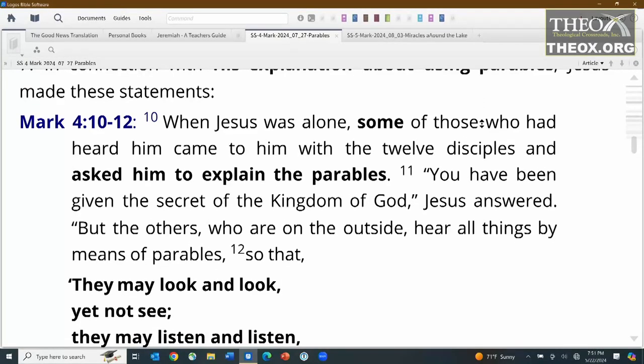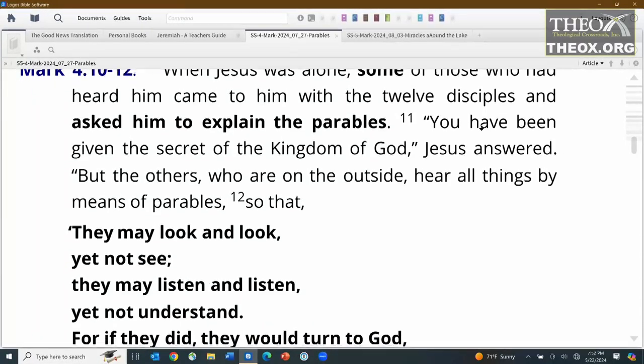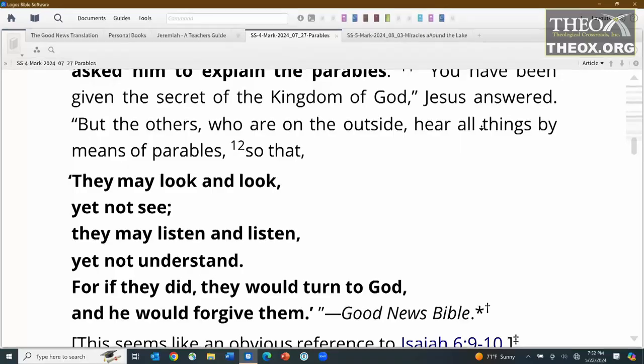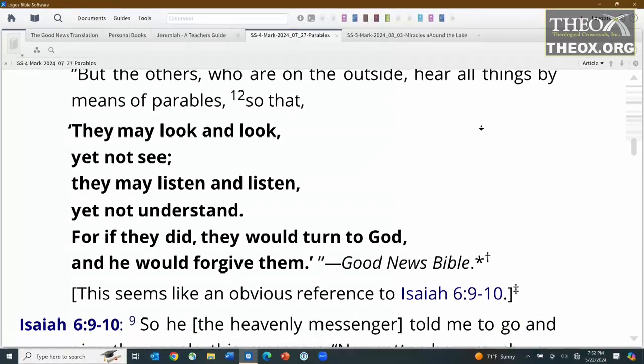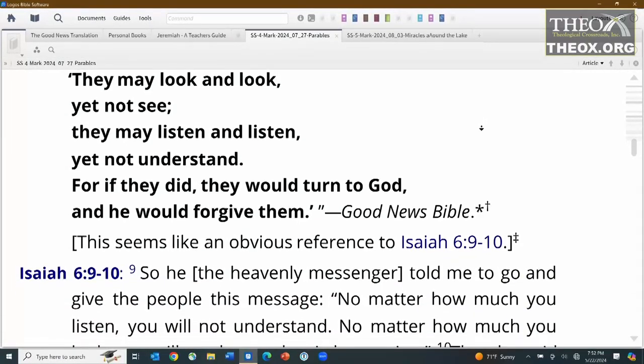Yes. Okay, in connection with his explanation about using parables, Jesus made these statements. Mark 4, verses 10 through 12. When Jesus was alone, some of those who had heard him came to him with the 12 disciples and asked him to explain the parables. "You have been given the secret of the kingdom of God," Jesus answered, "but the others who are on the outside hear all things by means of parables, so that they may look and look, yet not see. They may listen and listen, yet not understand. For if they did, they would turn to God, and he would forgive them." The goodness, so sad.